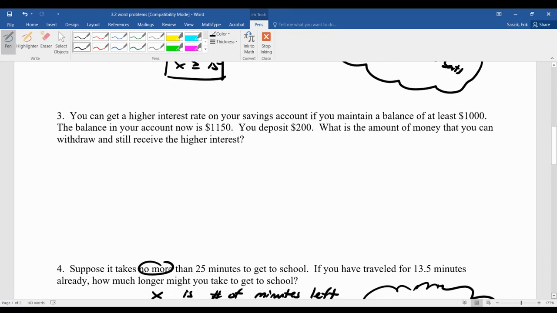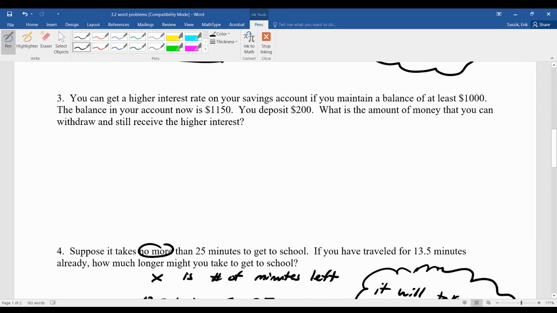You can get a higher interest rate on your savings account if you maintain a balance. A balance, remember, that's how much money you have in the account, of at least $1,000. So that's the threshold. That's going to go on the right-hand side. The balance in your account right now is $11.50. You deposit $200. What is the amount of money you can withdraw? x is what? The amount you can withdraw. And this is in dollars, of course.